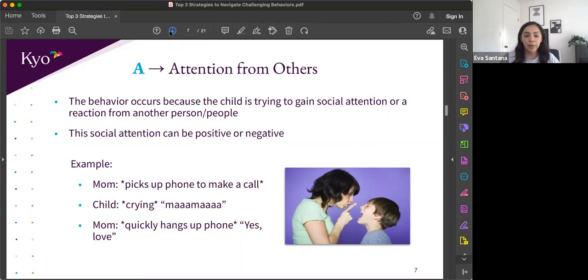So for this example, we have a mom that picks up the phone to make a call. As soon as that mom picks up the phone, the child starts crying, "Mama." The mom quickly hangs up the phone and says, "Yes, love." So here the child has learned that every time mom makes a phone call and that attention is diverted from them, they cry, and mom then provides that attention to the child.